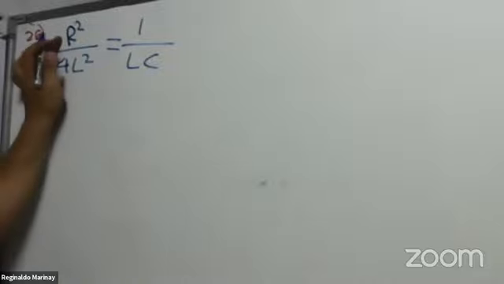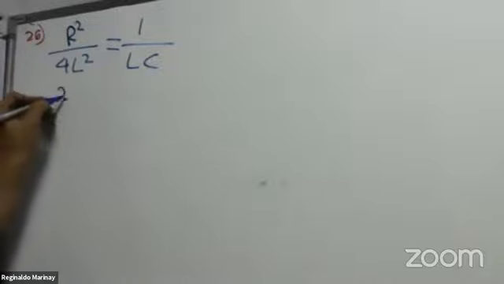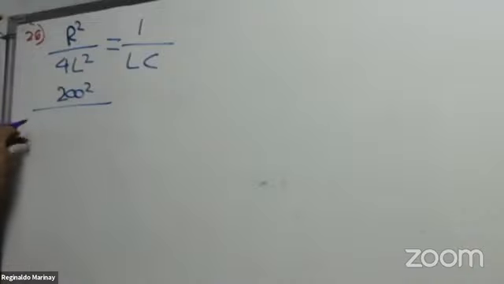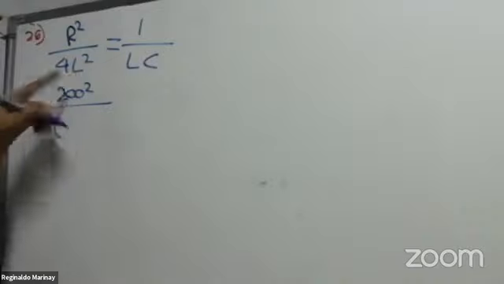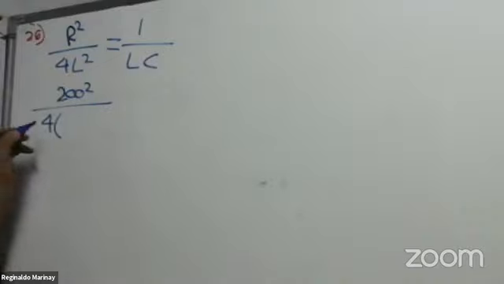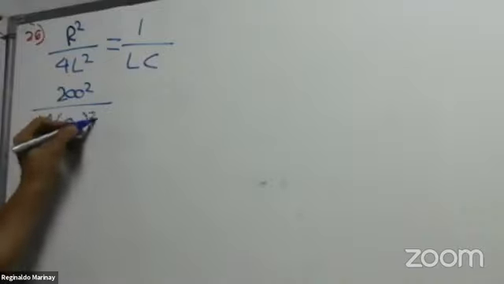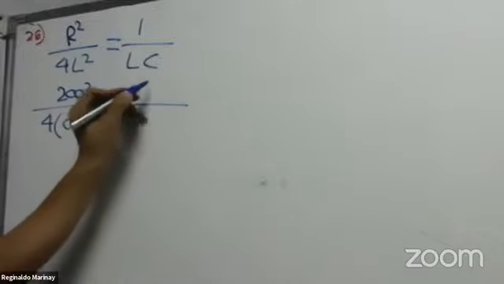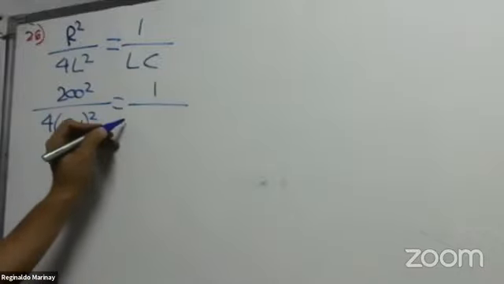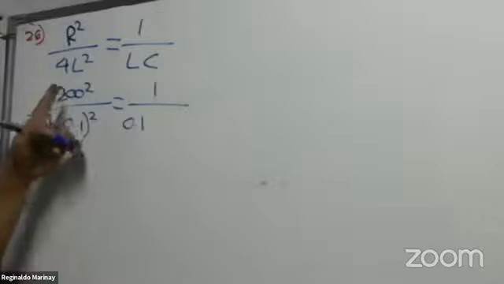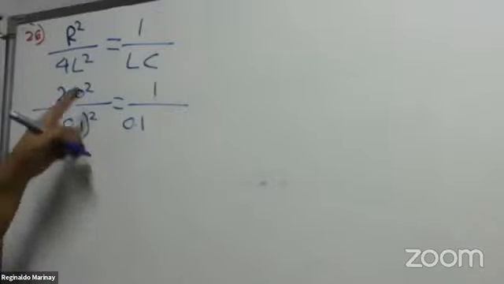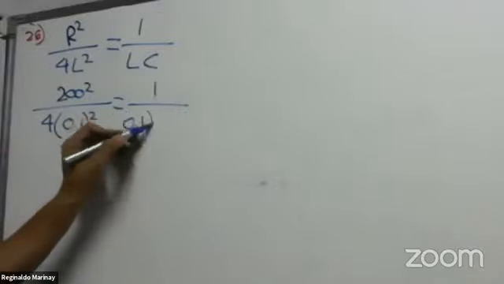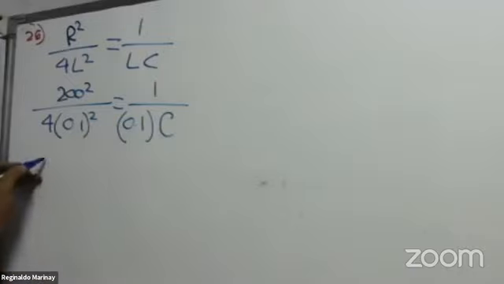Then, shift solve. Our R is 200 squared over 4, then our L is 0.1 squared, equal to 1 over L, which is 0.1 here. Whatever is here is also here, because they are both L. And then C, or just shift solve.